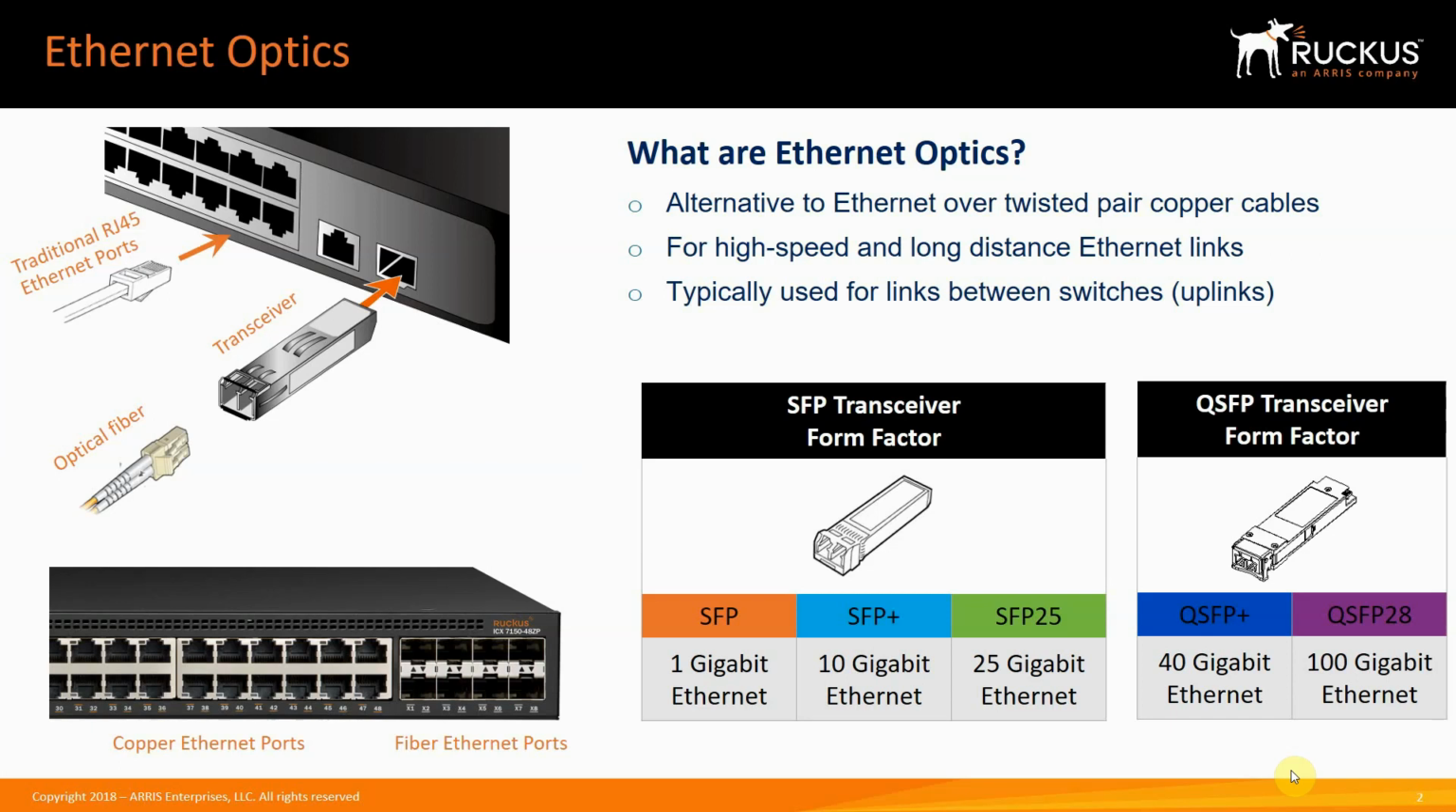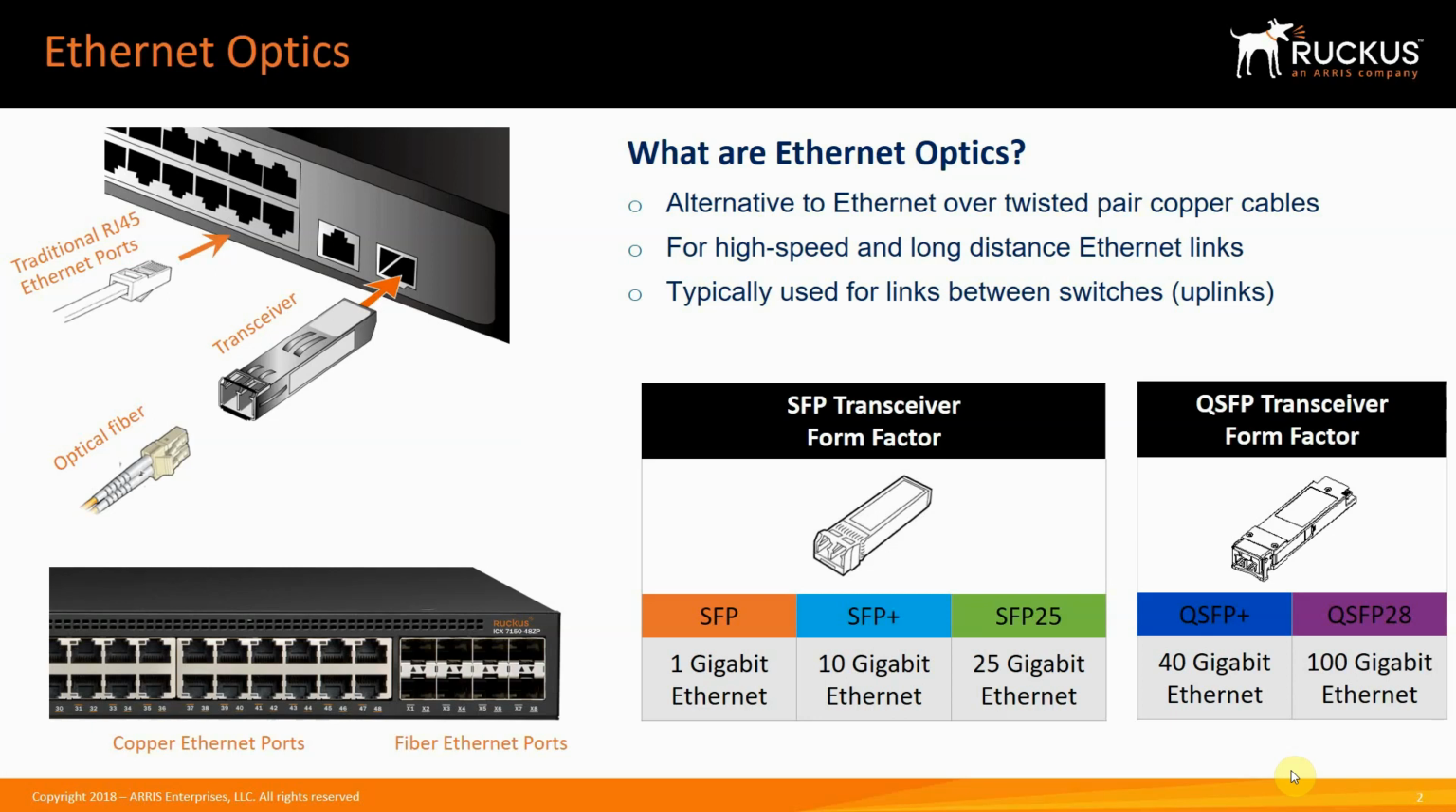These ports are designed to support Ethernet over fiber optics, which is an alternative to traditional Ethernet over twisted pair cables. Ethernet on twisted pair can achieve speeds up to 10 gigabit per second and distance up to 100 meters. However, Ethernet over fiber optics supports significantly faster speeds with up to 100 gigabit per second and a much longer distance of up to 80 kilometers.